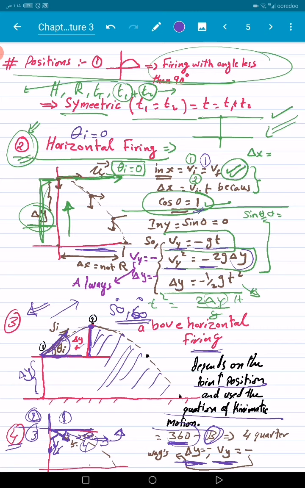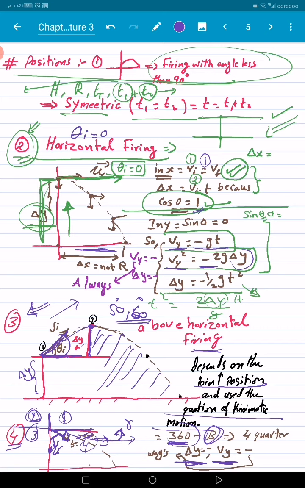Last position, when you are firing below the horizon, and the big problem here is that the angle given, alpha, beta, gamma, is not the angle of firing. The angle of firing you can find as 360 degrees, because it's in quarter 4, minus the angle that is given, so it gives you the angle of firing. And always delta y and vy are minus because it is opposite to the position that I did.